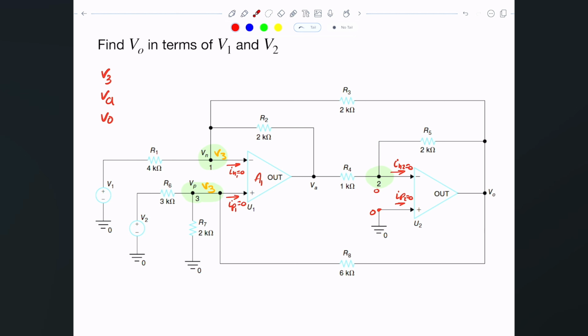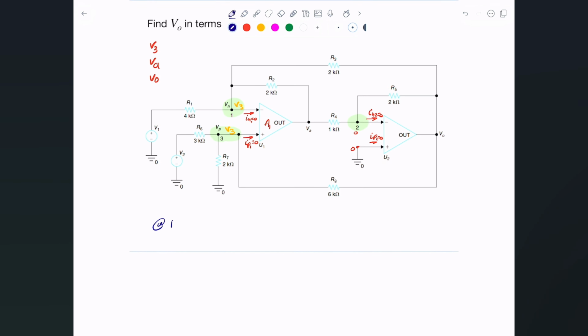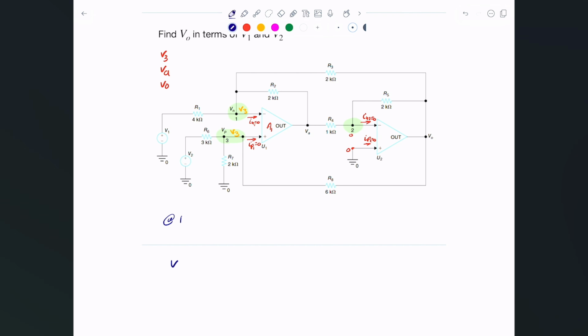And I believe I identified the places where I should be writing these equations, and they're numbered 1, 2, and 3. So let me just go ahead and start writing equations. For example, at node 1, that's V3. We have V3 minus V1, divided by R1, which is 4, plus V3 minus VA divided by R2, which is 2 kilo ohm, plus I believe it should be V3 minus V output divided by R3, which is 2 kilo ohms.